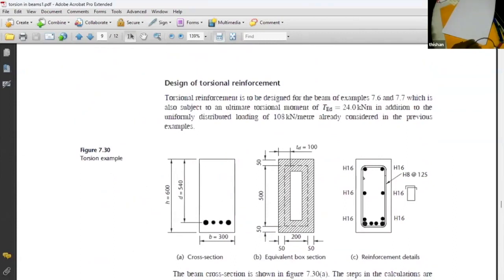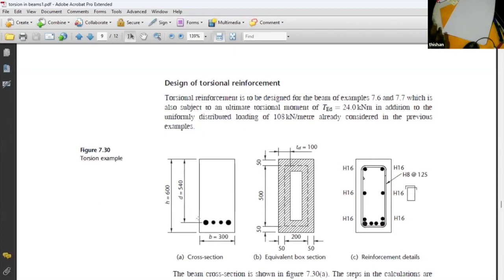Yes. So the design example is a beam 600 deep, 300 wide, with 540 effective depth. This particular beam was originally designed to carry a vertical load of 108 kilonewtons per meter. That design was done without worrying about torsion. Then they found that this particular beam can be subjected to torsion as well. If that is the case, what are we going to do? We have to provide torsional resistance.